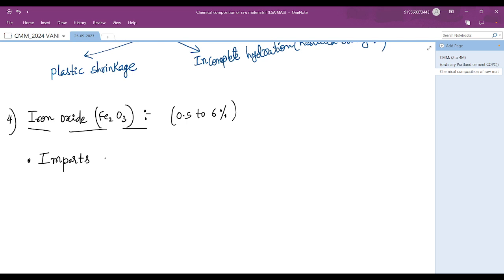Imparts color and strength indirectly. So this iron oxide induces strength indirectly, but not directly like lime and silica. So lime and silica are the constituents which directly induce strength to the cement, whereas this iron oxide induces strength indirectly. So how the iron oxide induces the strength indirectly, let us discuss. So it imparts color and strength indirectly.